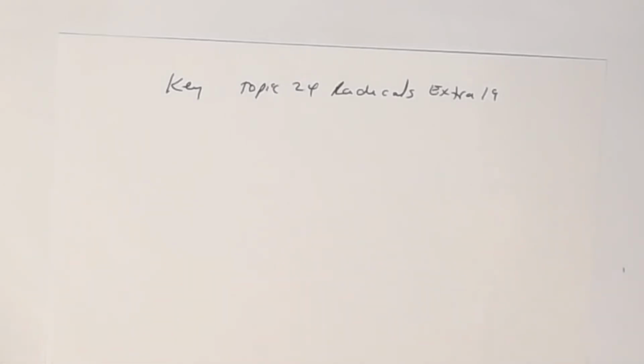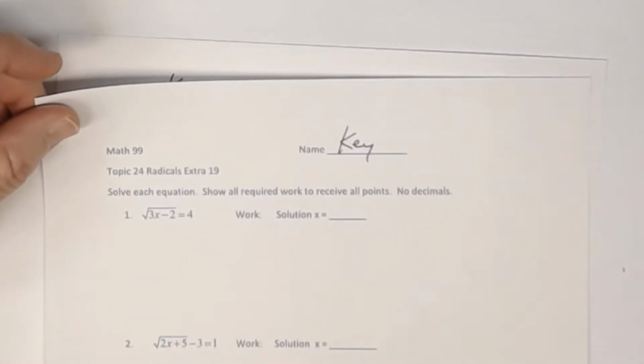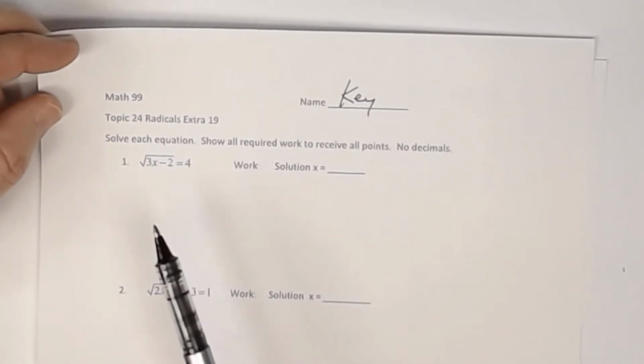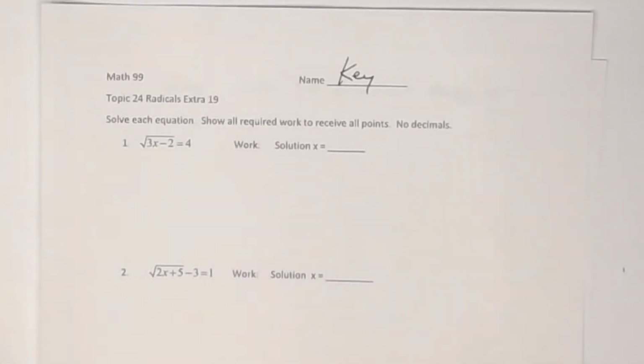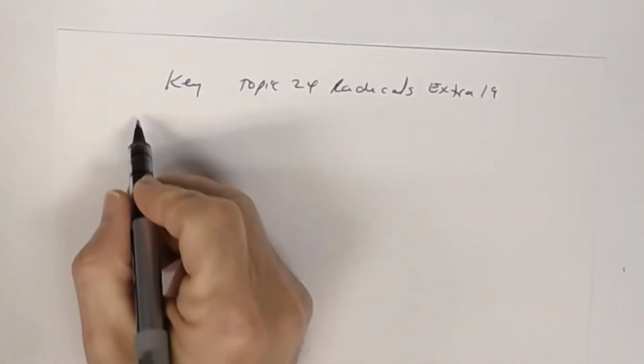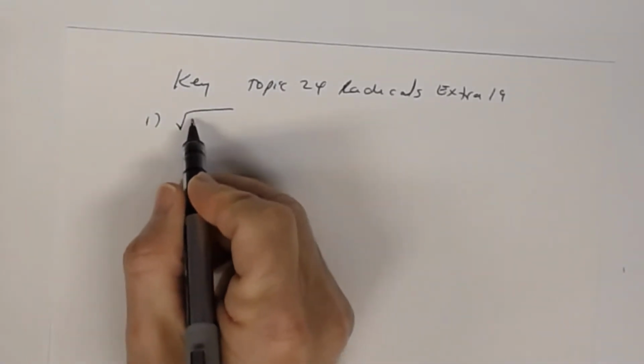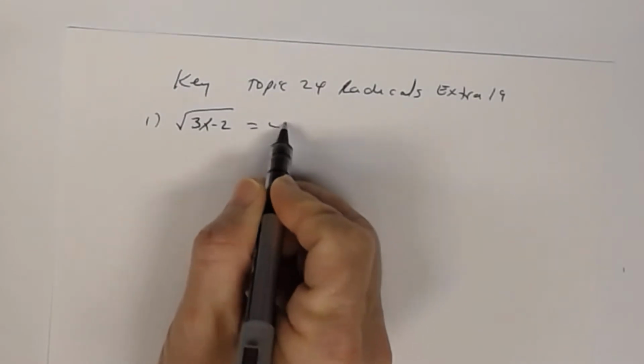All right, so this is the key to topic 24, radicals, extra 19. And remember, topic 24 is where you're solving, and we're only dealing with square roots here, so where you're solving these square root equations. So let's look at number one. Number one, we have the square root of 3x minus 2 is equal to 4.